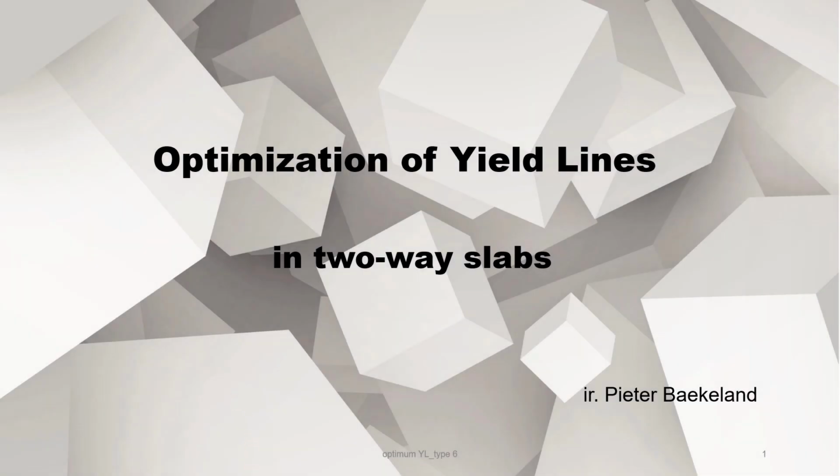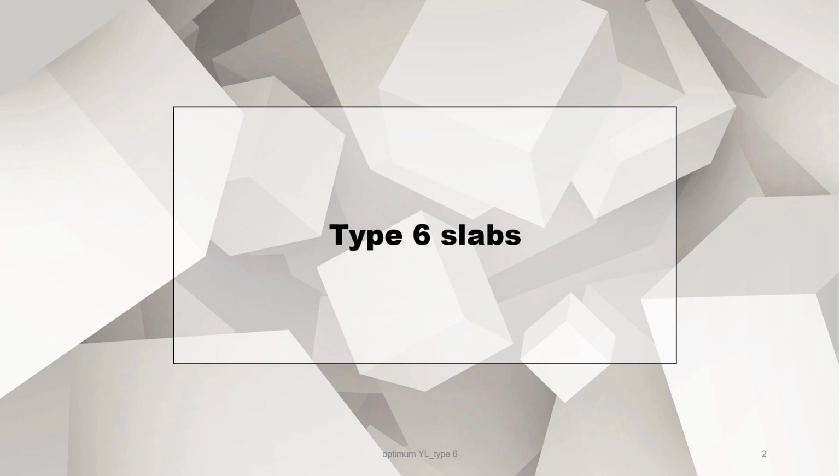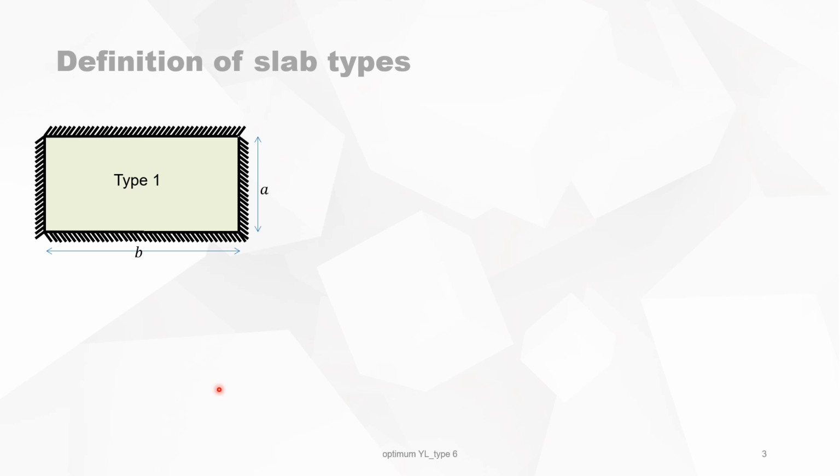Optimization of yield lines in two-way slabs. This video deals with the type 6 slabs. The definition of the different types of slabs are as follows.